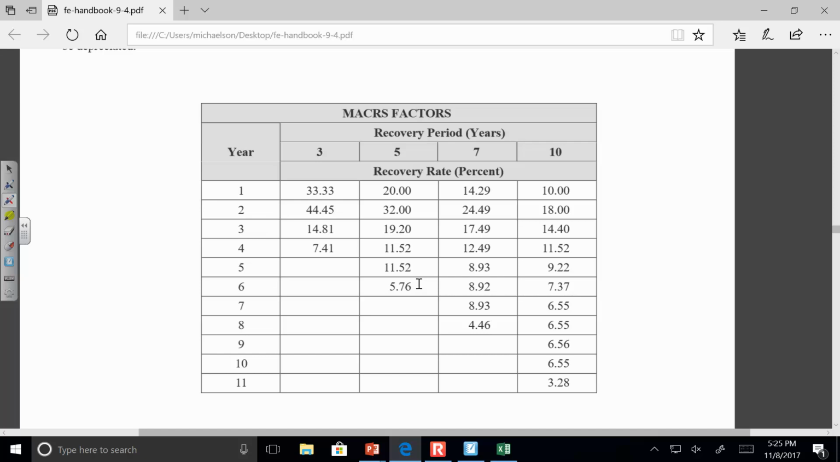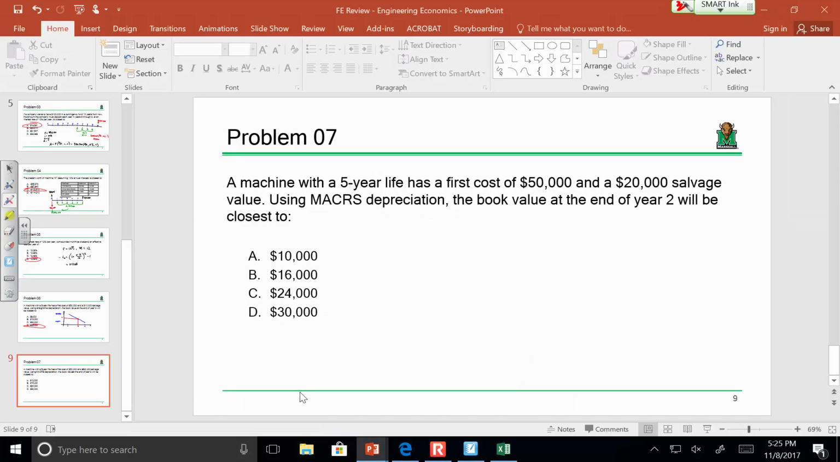So let me show you something. All right, let's go to problem 7. Problem 7 states we have a 5-year life, so a 5-year recovery period, and we have a machine with a $50,000 first cost and a $20,000 salvage value. I'm getting over being sick, bear with me. All right. So using MACRS depreciation, what's its book value in year 2? Okay, so what's its total change in value going to be?